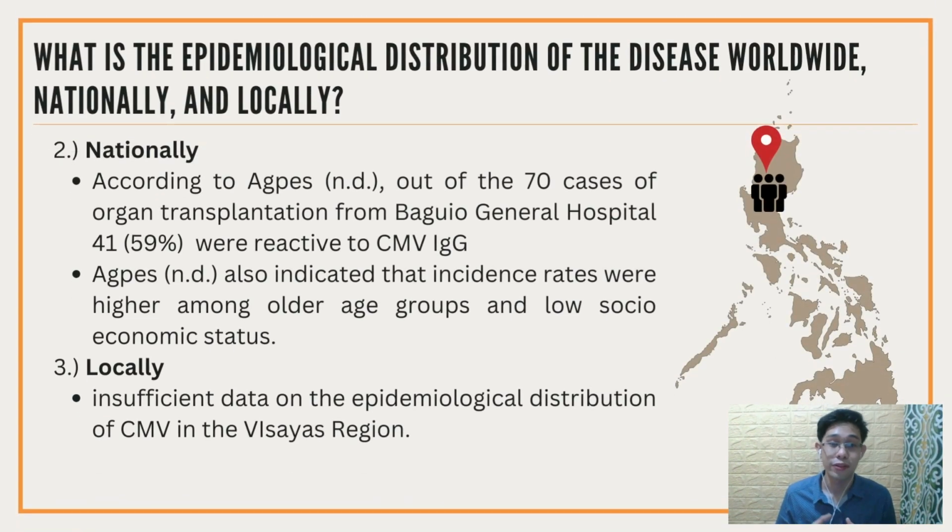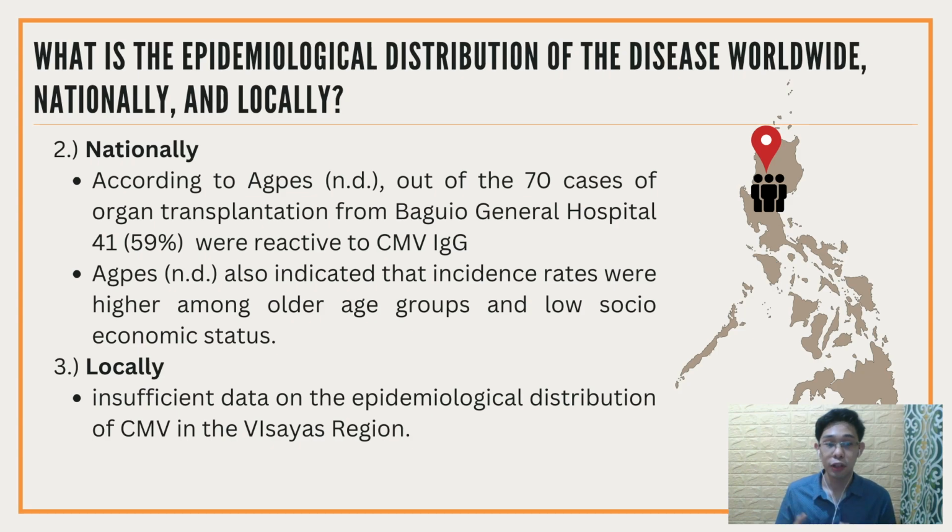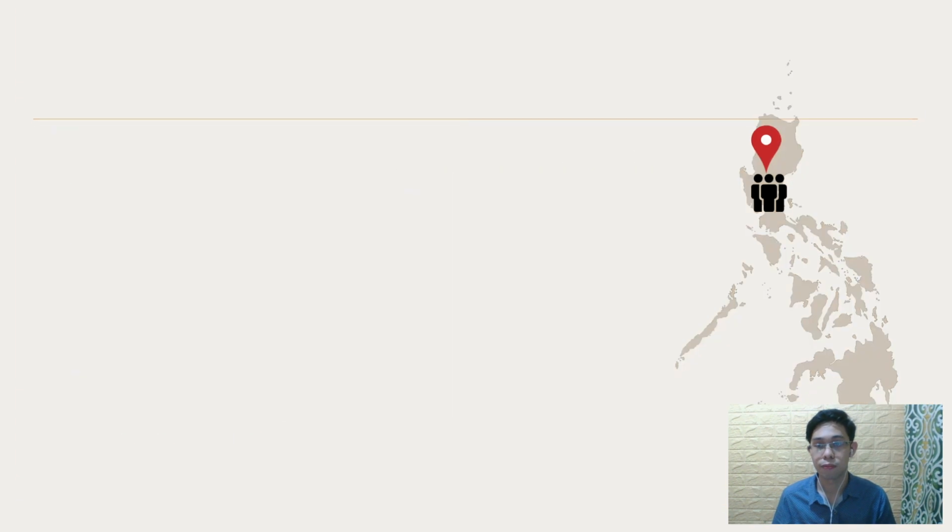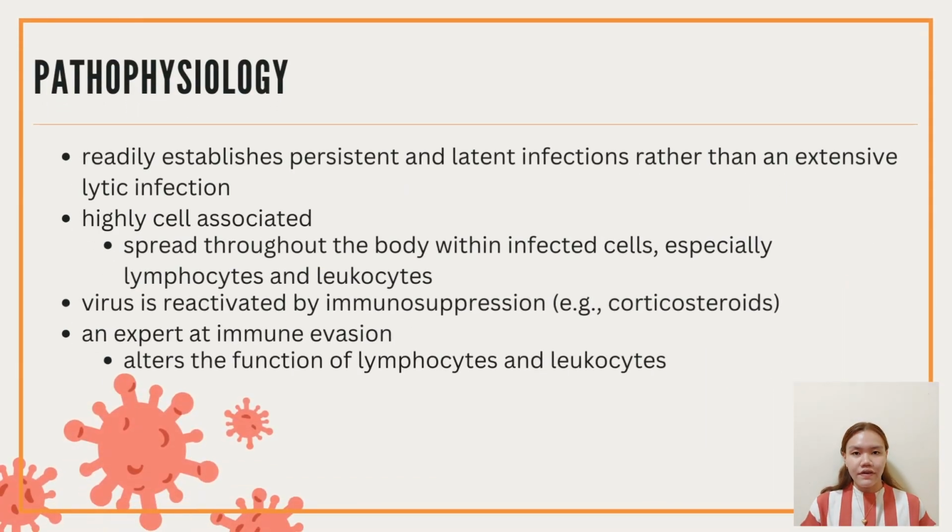Moving on to the distribution of CMV nationally, specifically in the Philippines. A descriptive study was done by Agpes, and they found out that out of 70 organ transplantation cases in Baguio City General Hospital, only 41 or 59% were reactive to CMV IgG. Moreover, Agpes also found out that CMV incidence rates were higher among older age groups and groups with low socioeconomic status. Unfortunately, for the local distribution, there is insufficient data on the epidemiological distribution of CMV in the Visayas region. The next is the pathophysiology of cytomegalovirus or CMV.